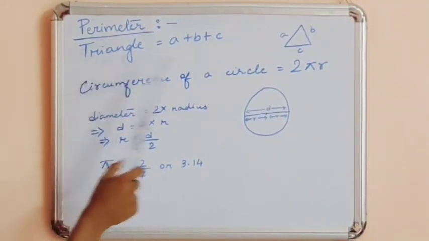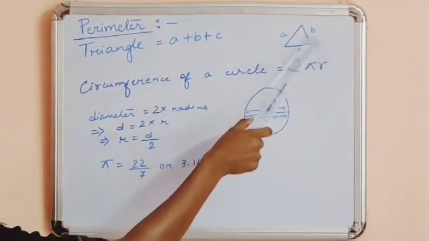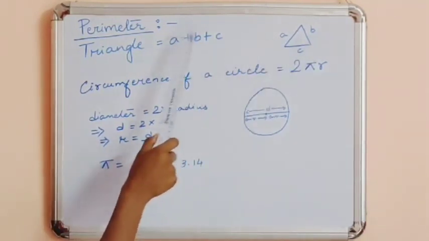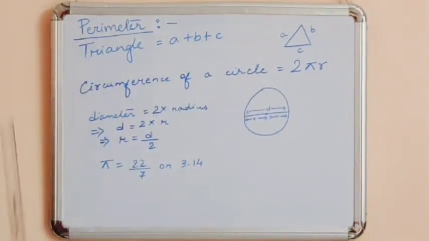Perimeter of triangle is the addition of all the 3 sides. Suppose the sides are denoted as a, b and c. We just add up the 3 sides and we get the perimeter of the triangle.